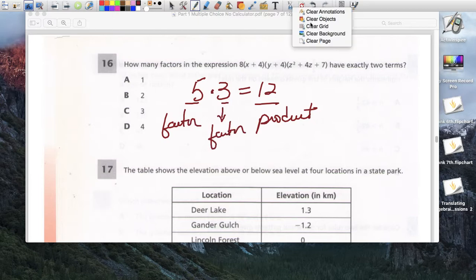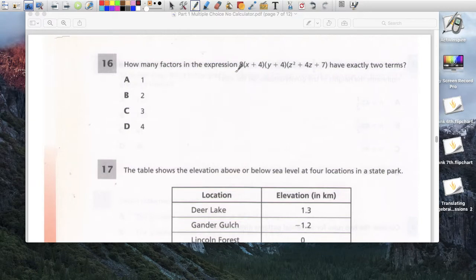Okay, so going back to this, how many factors do we have? We have 1, 2, 3, 4. We have 4 things, so I'm going to replace these with letters. We've got A times B times C times D. Four factors multiplying: this 8, multiplied by the parentheses x plus 4, which is multiplied by the parentheses y plus 4, which is multiplied by z squared plus 4z plus 7. So there are four factors in this expression.